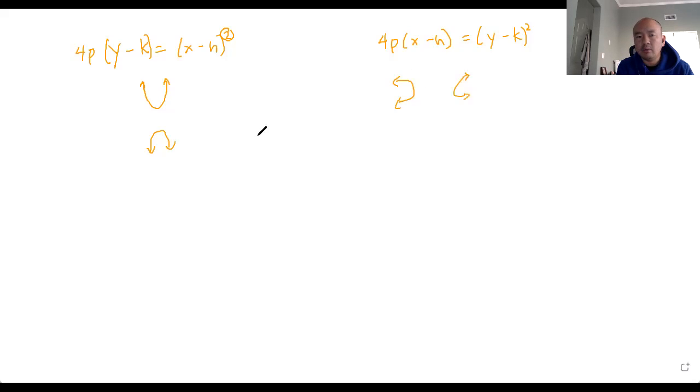Now, how do we know which direction it's going to go? Well, look at the 4p right here. If the 4p is positive, it's going to be pointing up. If the 4p in this case is positive, it's going to be pointing to the right. And if the 4p is negative, it's going to be pointing down. And in this situation, it's going to be pointing to the left.